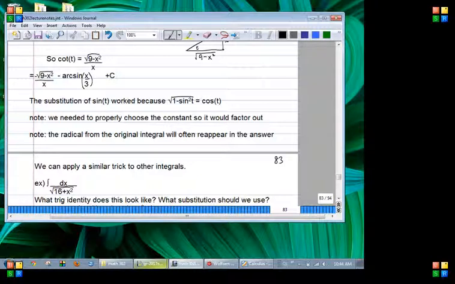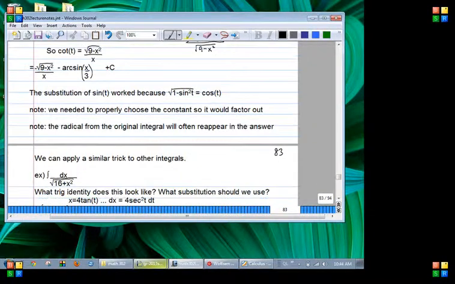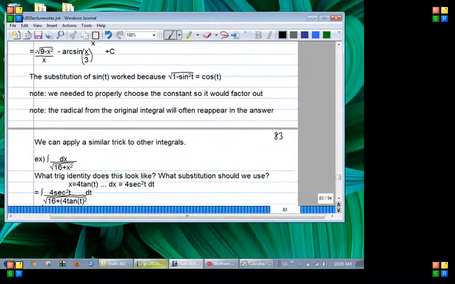4 tan t. Yeah, that's great. u equals 4 tan t, exactly. Because we want tan squared to be in there, so then we're going to wind up converting it to secant and taking the square root, is the idea. So x equals 4 tan t. So dx will be 4 secant squared t dt. So when you make that substitution, you get this.